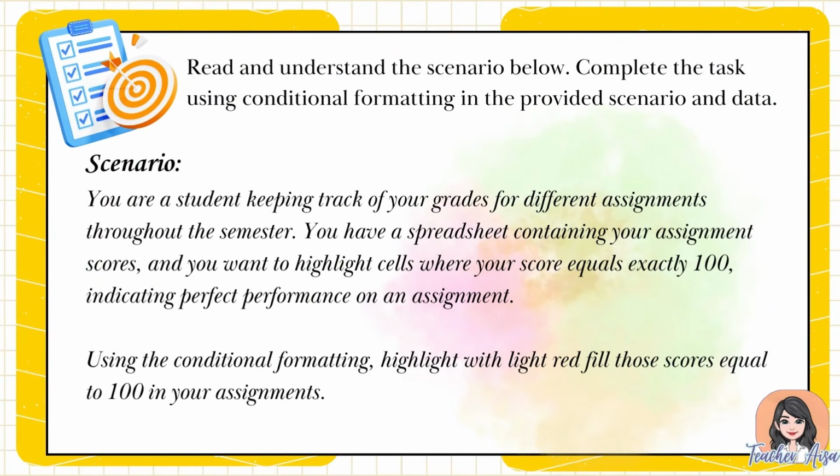For our performance task, let us read the following. Scenario: you are a student keeping track of your grades for different assignments throughout the semester. You have a spreadsheet containing your assignment scores, and you want to highlight cells where your score equals exactly 100, indicating perfect performance on an assignment. Using the conditional formatting, highlight with light red, fill those scores equal to 100 in your assignments.